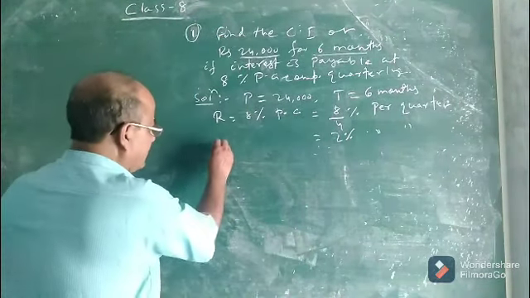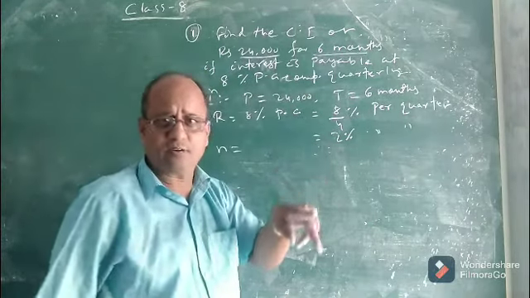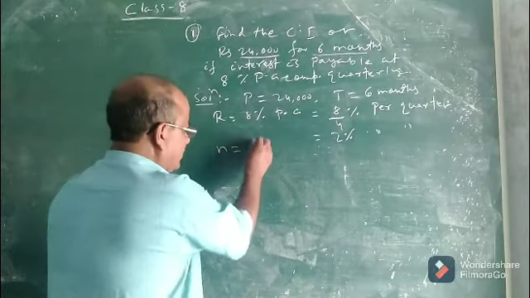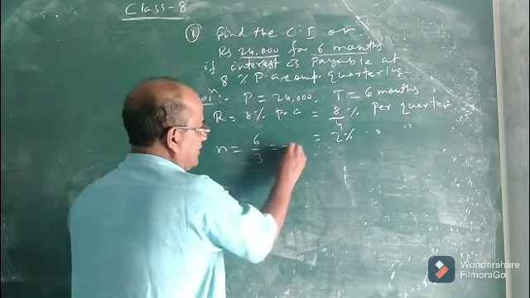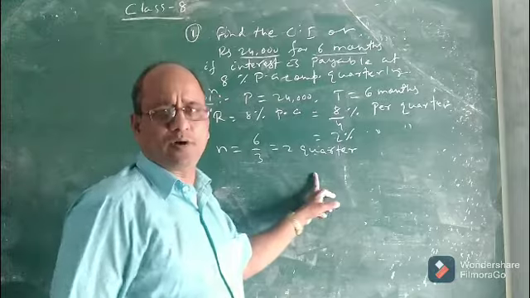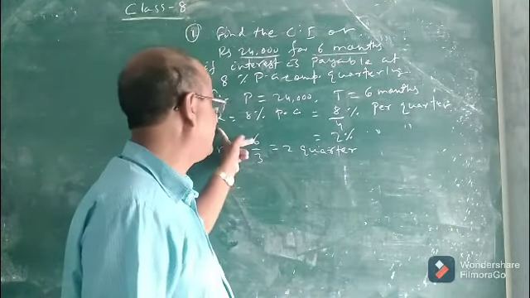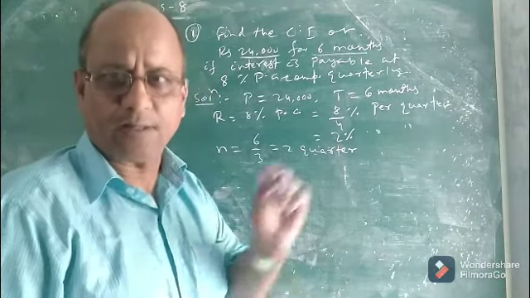Then what about the conversion period? The time period is given as 6 months and interest is compounded quarterly, meaning once in every 3 months. So it will be 6 by 3, that is 2 quarters. The interest will be compounded for 2 quarters. So in place of N we will put 2 and in place of R also we will put 2 in the formula for amount. And what is the formula for amount?